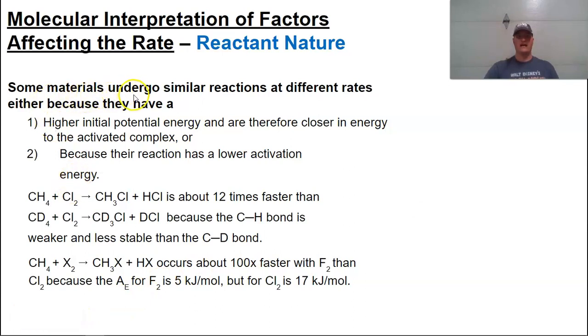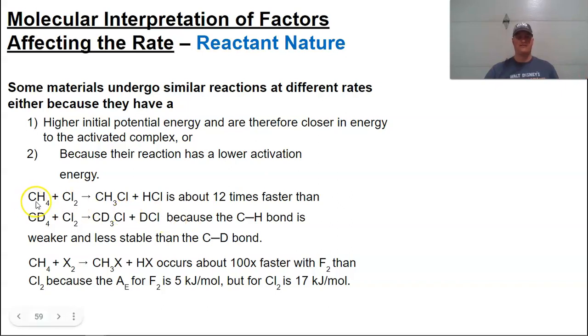Now, some things go faster or slower because they have maybe a higher initial potential energy, therefore closer in energy to the activated complex, or because their reaction has a lower activation energy. These may seem similar, but the idea is that if we have a higher potential energy, let's say the peak was here, now we need less energy to get to that peak. Otherwise, we could also have another one that has a lower potential energy. The difference is the same, but it's two different reasons.